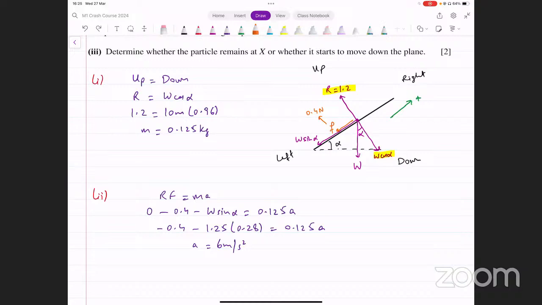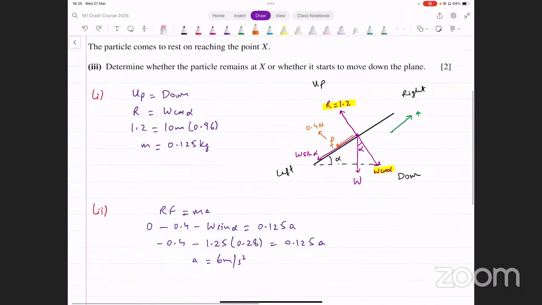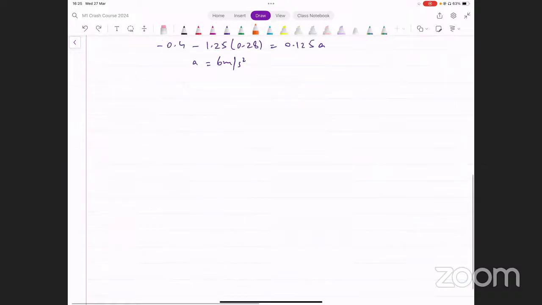Now, when it comes to instantaneous rest, they're basically asking us whether it starts moving down the plane after that, or it just stops there. Looking at this diagram, it's an inclined surface. It looks like it should start moving down the plane. However, remember, it's a rough surface. That means there's going to be friction as well, which is going to stop this object from moving. So we need to figure out, is friction enough to stop this particle from moving, or is it not? Let's try to figure that out.